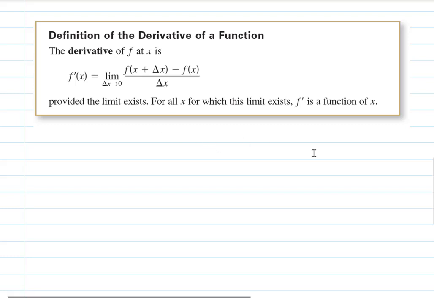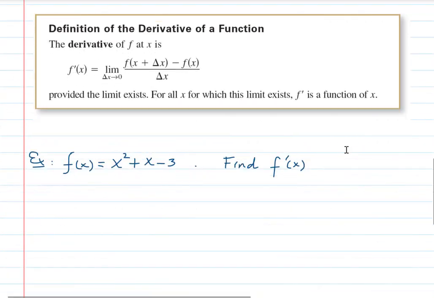Provided the limit exists for all x for which the limit exists, f prime, or the derivative of f, is a function of x. So this definition yields another function. Okay, so the derivative of a function, granted the limit exists, is a function itself. So here we have an example. Given this function f of x equal to x squared plus x minus 3, again another quadratic, let's find the derivative of x. And remember, the derivative itself is a function. So we should get an expression in terms of x, or a function of x.